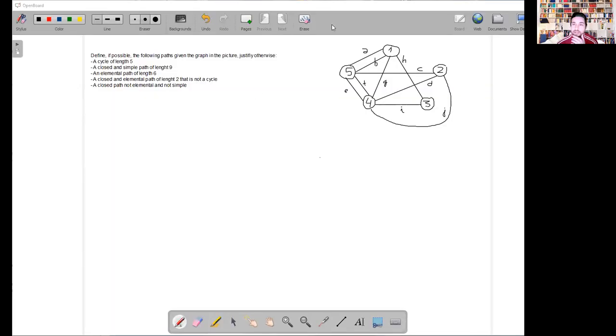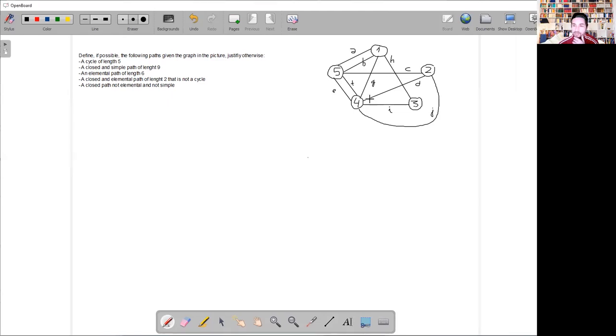And well, this is the exercise that we have for today. We have this graph here on the right. As you can see, it has 5 nodes and several edges. And this is the question that we have. Define, if possible, the following kinds of paths given the graph in the picture. Justify otherwise, if you can't build the path. And the first question is a cycle of length 5.